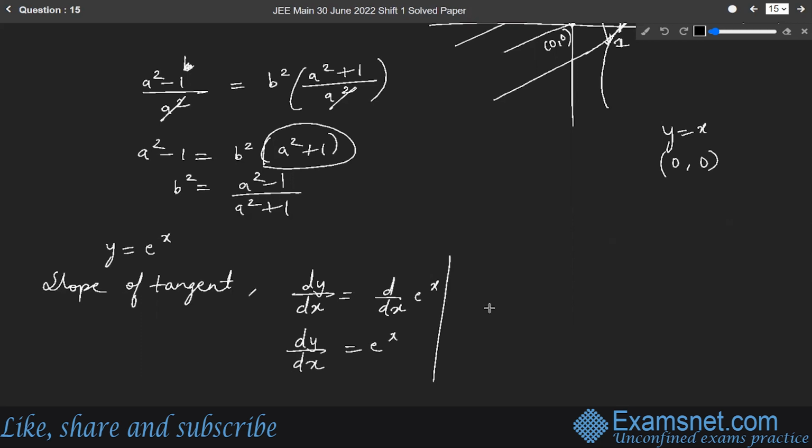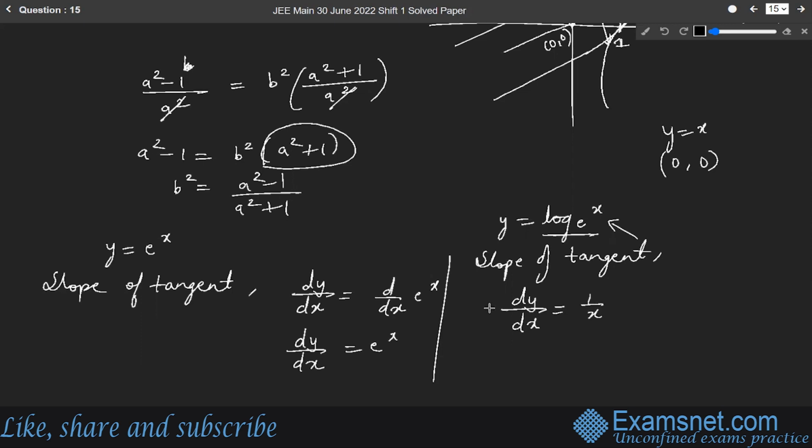Now what is the second curve? The second curve is y is equal to log base e of x. Okay. Since both the curves are mirror images of each other, the slope of the tangent to this curve will be equal to the differentiation. So for this curve, which is y is equal to log base e of x, we have dy by dx is equal to, when we differentiate the right hand side, we know that d by dx of log x is always 1 by x. So we have dy by dx is equal to 1 by x.